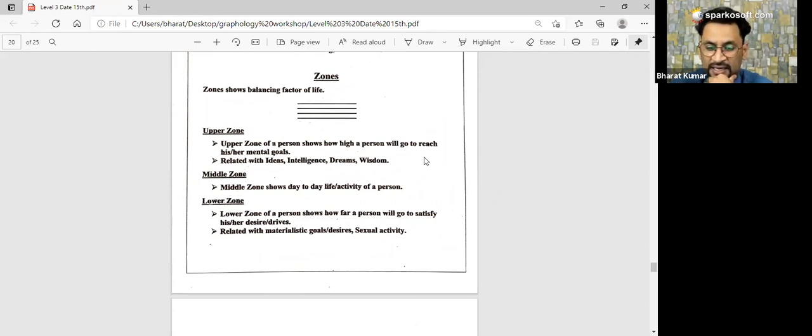Handwriting analysis and graphology, both are same. Yes, graphology is the detailed version of handwriting analysis. In handwriting analysis, you are just trying to find out whose handwriting this is. In graphology, you are finding out his nature, psychological behavior, everything.